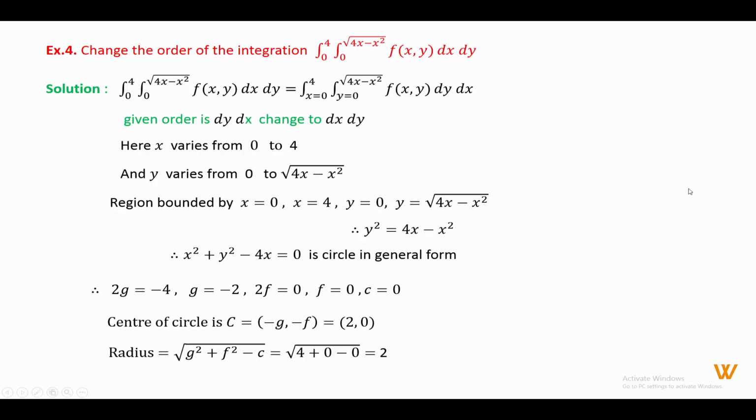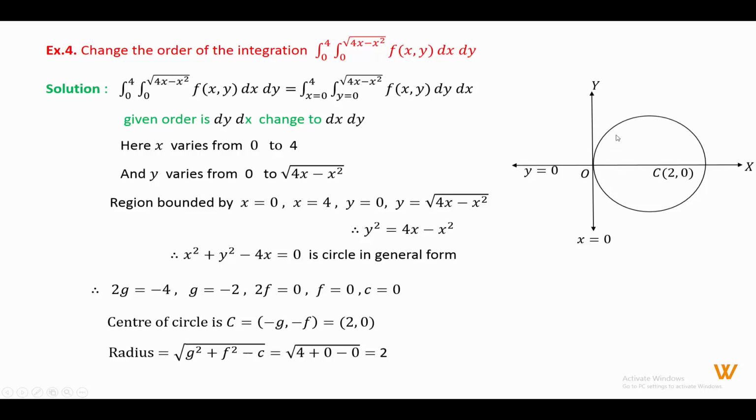First draw the diagram. Draw two lines, the x axis and y axis. This point is the origin. This line is the x axis, whose equation is y equal to 0. This line is the y axis, whose equation is x equal to 0. Now the center of the circle is (2, 0) on the x axis, and the radius is 2. Radius 2 with center (2, 0) means the circle passes through the origin. Therefore draw the circle passing through the origin. So this point is (4, 0).